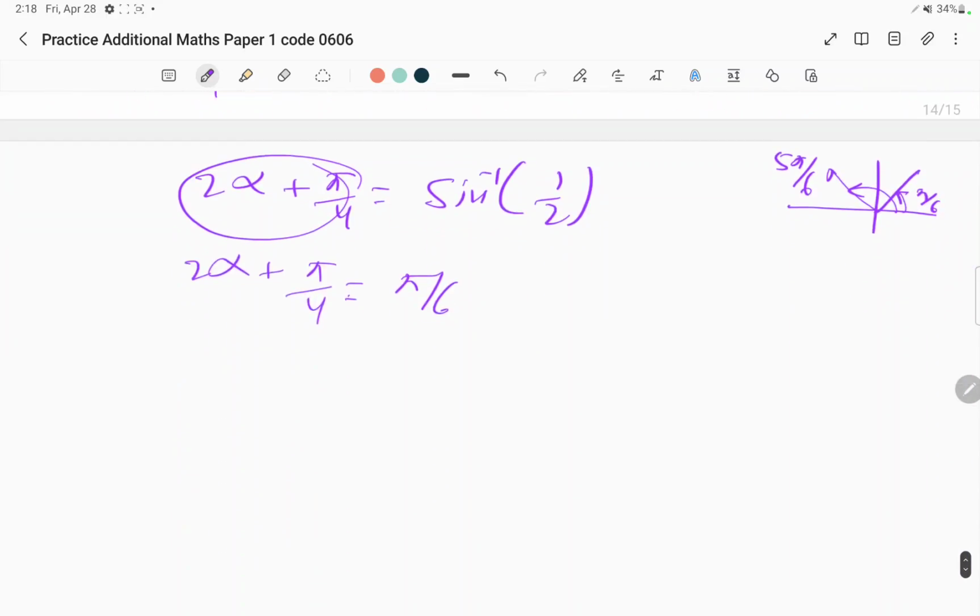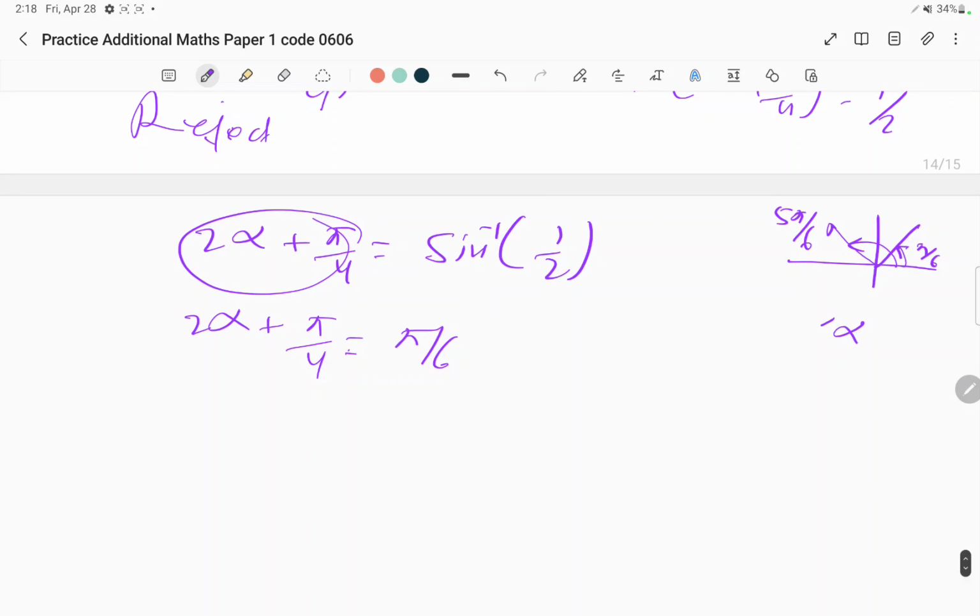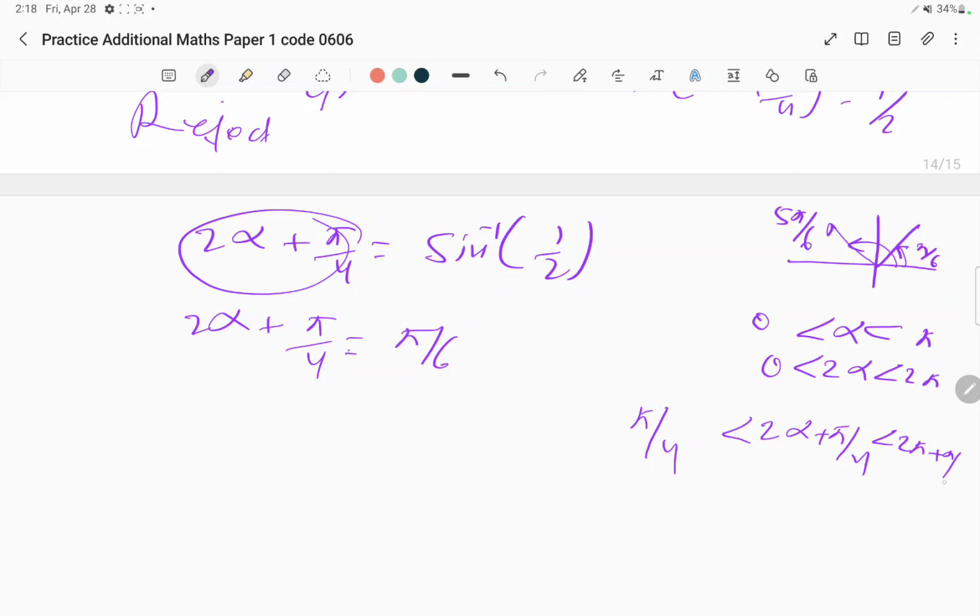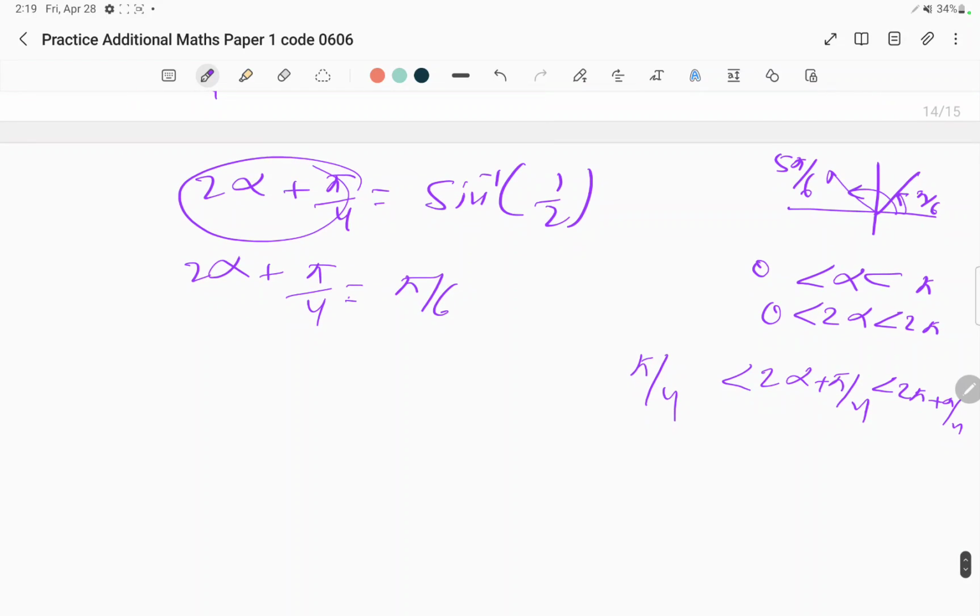Alpha is 0 to pi, okay? So if alpha is 0 to pi, then 2 alpha is 0 to 2 pi, and then we have to add pi by 4. So 2 alpha plus pi by 4, here it is pi by 4, and here it is 2 pi plus pi by 4, right? Okay, so 2 alpha plus pi over 4 lies between pi by 4 to 9 pi by 4.